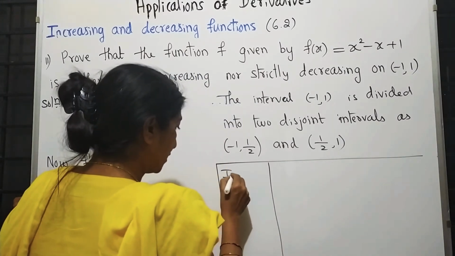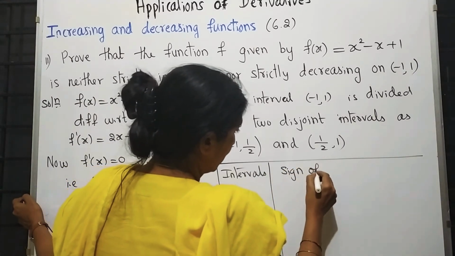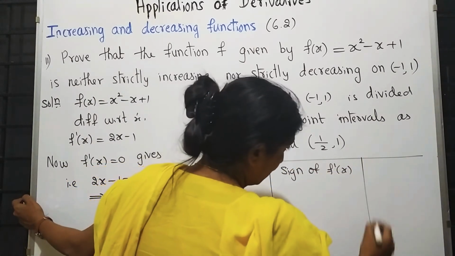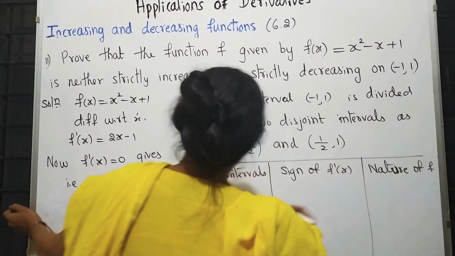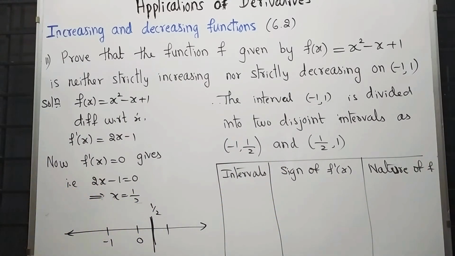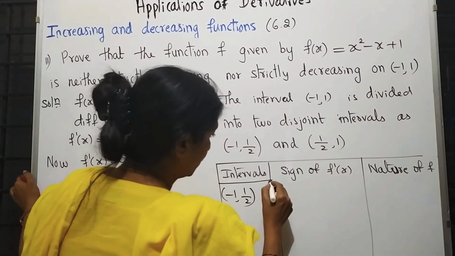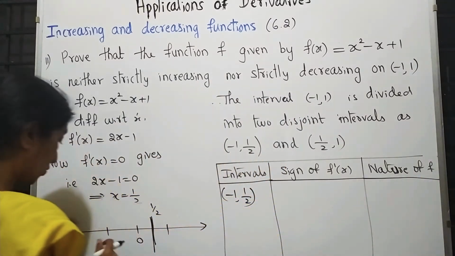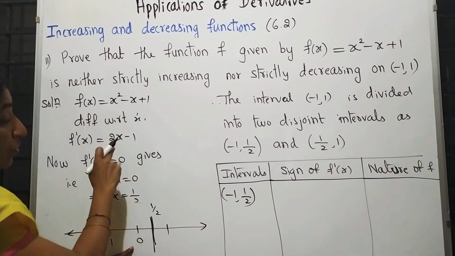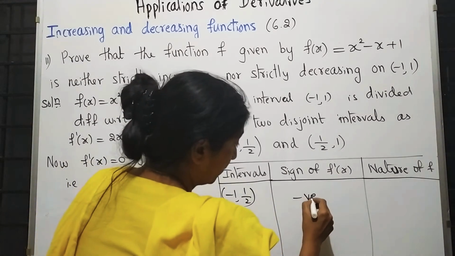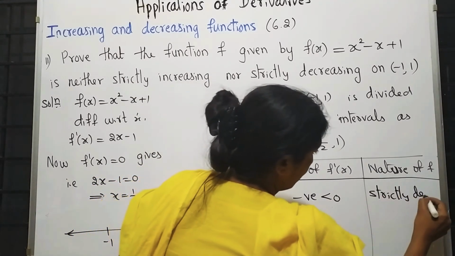This is intervals. Here sign of f dash of x. Then here I am writing nature of f. The first interval is minus 1 to 1 by 2. Take 0 in this interval and substitute: 0 minus 1, first derivative, is minus 1, that is negative, less than 0, so strictly decreasing.